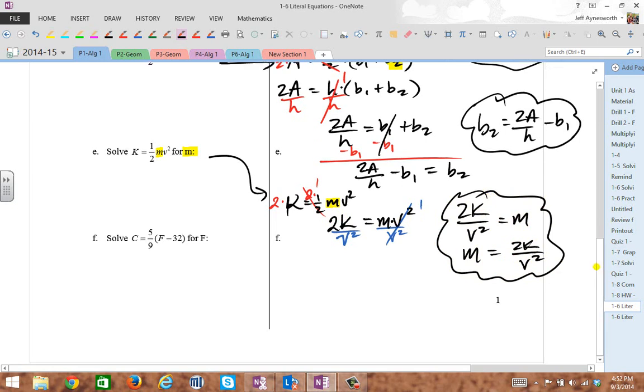Now I challenge you right now, before you get to the last one, to solve for the other variable v. So over here I want you to solve for v. Okay, v is right here, right there. Okay, pause the video and go for it.